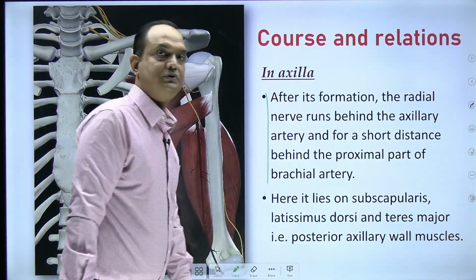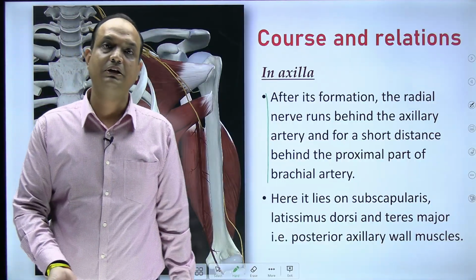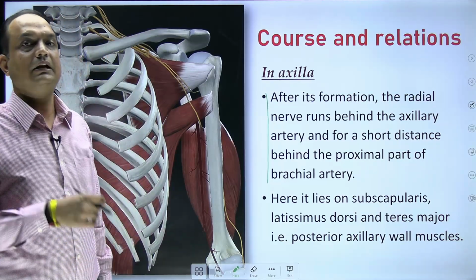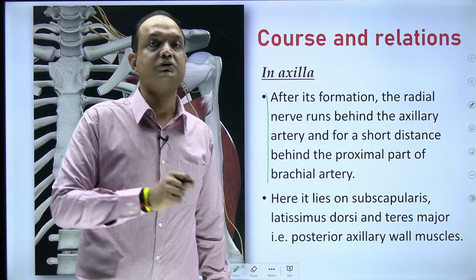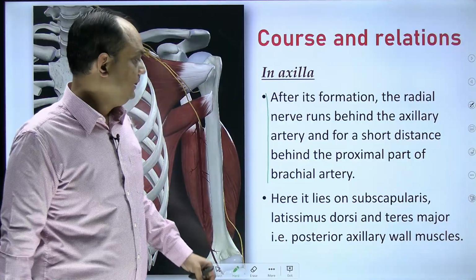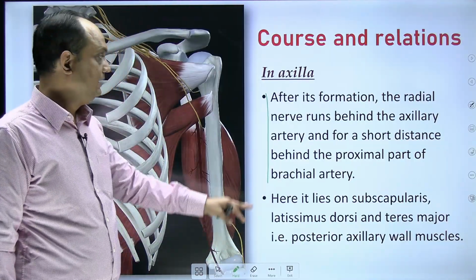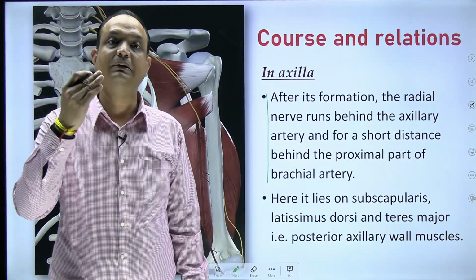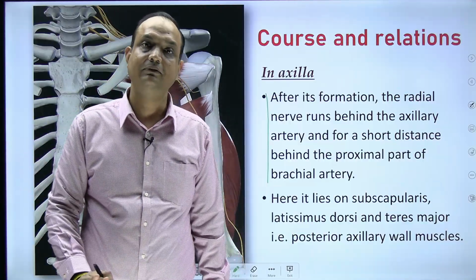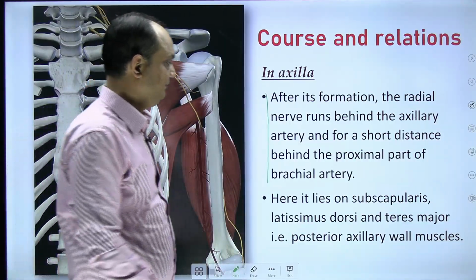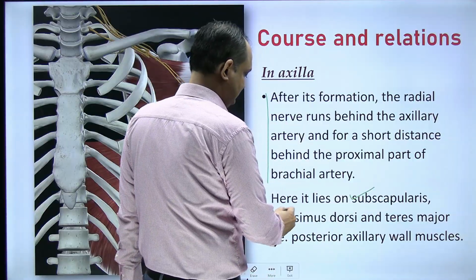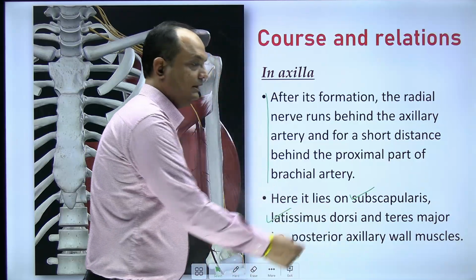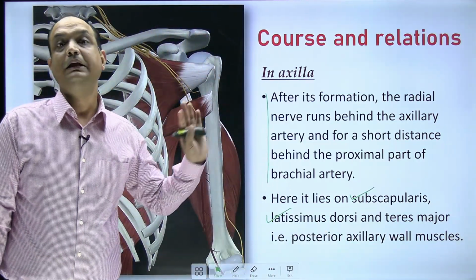Because it is a branch of the posterior cord, it initially remains posterior to the third part of the axillary artery, and the axillary artery continues as the brachial artery. So, that is why it also remains behind the proximal-most portion of your brachial artery. Now, later on, when you see this area in the axilla, you will find that this nerve lies on the muscles which form the posterior axillary wall. In the posterior axilla, you have the subscapularis, the latissimus dorsi and teres major. All these three muscles, the posterior axillary wall muscles, lie behind the nerve.